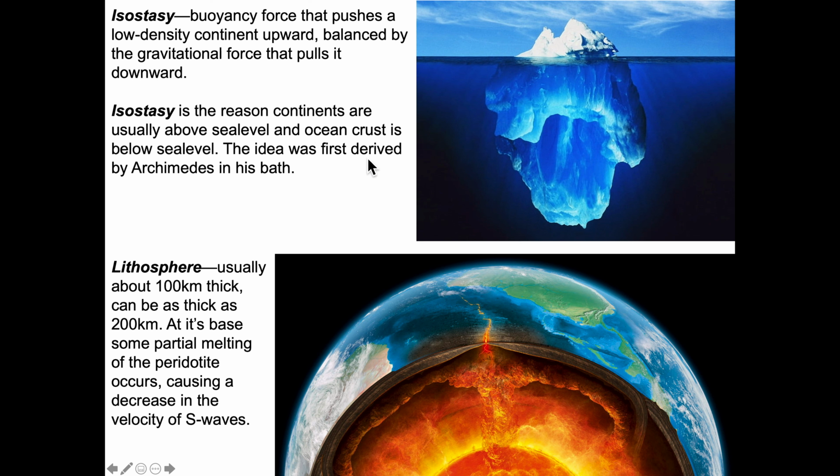And again, this goes back to Archimedes taking his bath. There's some debate whether that actually happened or not, but it's a good story. So we'll say it goes back to Archimedes and his bath. Now, starting with the lithosphere, again, usually about 100 kilometers thick, can be as thick as 200 kilometers. Again, it's thickest under the Tibetan Plateau. At the base of the lithosphere, there's some partial melting, and this, again, causes the decrease in the velocity of the S waves.